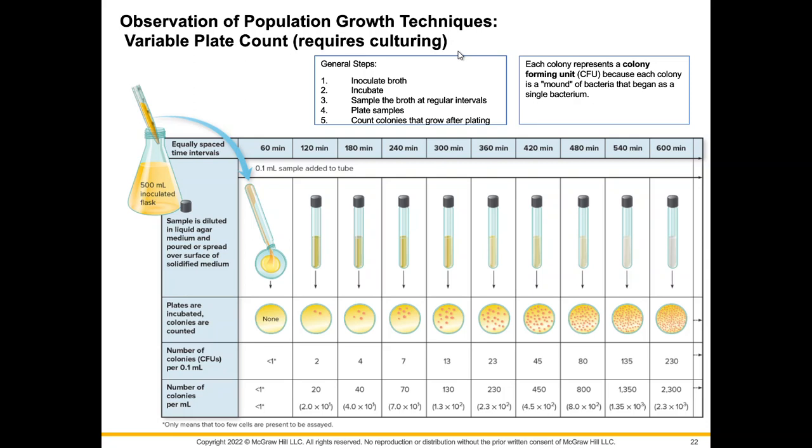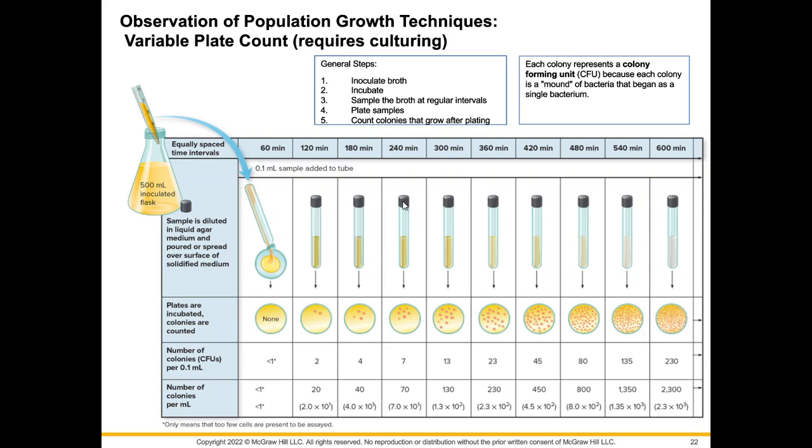In general, the steps for doing this technique, which is called a viable plate count, require culturing. To culture a bacterium, you're going to inoculate, in this case, a broth. Remember in chapter 2 in lab, y'all talked about the difference between broths, which are a liquid medium, versus agar plates and so on. So we have a broth that we're going to inoculate and incubate, and then we're going to sample the broth at regular intervals. That sample is going to be used to create a spread plate, and then we're going to count the colonies that grow after that plating.